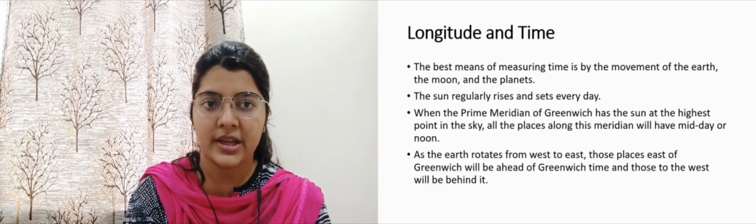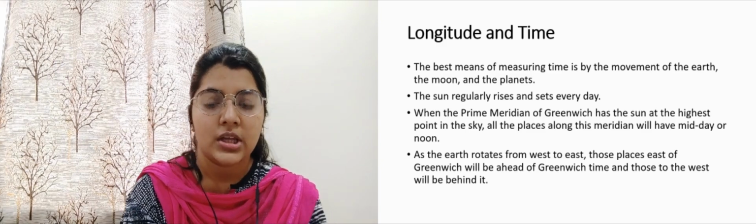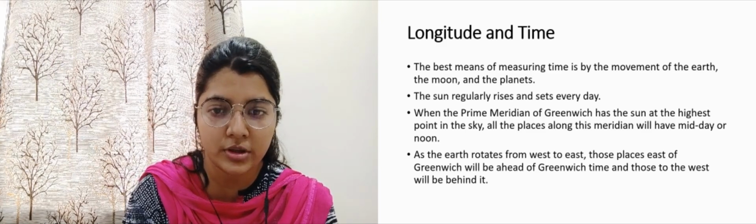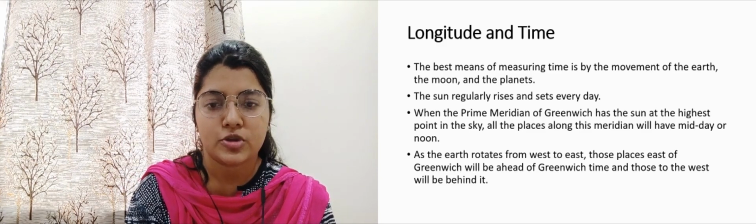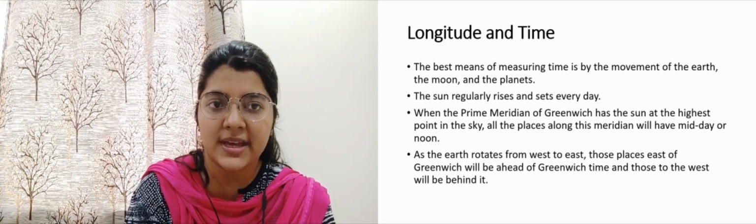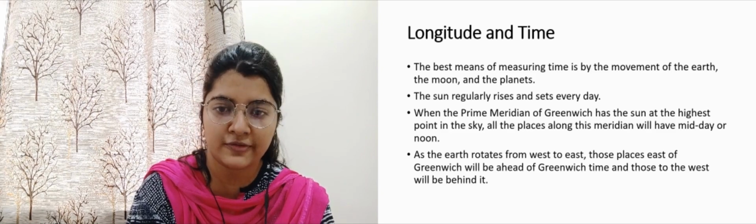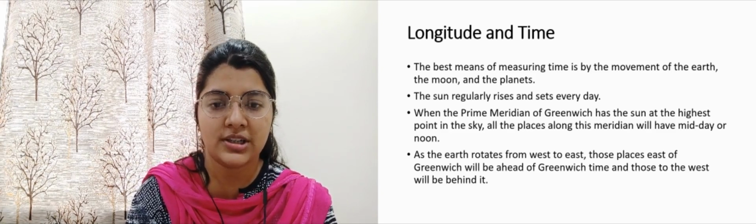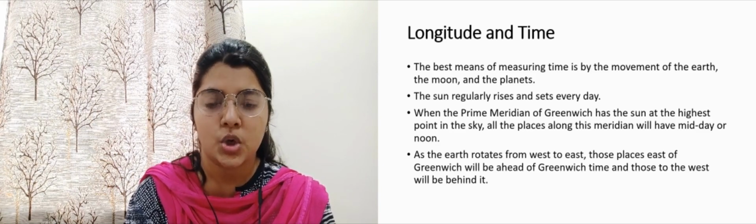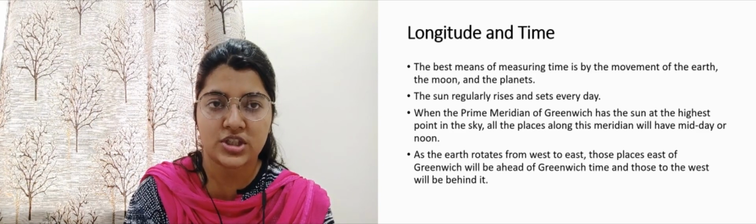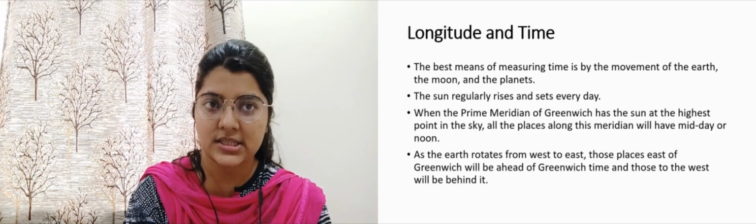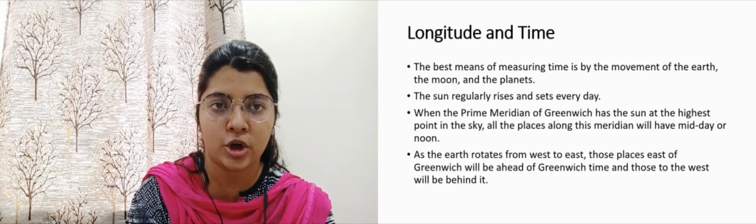So now we will compare longitude and time. The best means of measuring time is by the movement of Earth, Moon and the planets. So how can you measure the time? The best means are the movement of Earth, Moon and the planets. The sun regularly rises and sets every day. When the prime meridian of Greenwich has the sun at its highest point in the sky, all the places along this meridian will have midday or noon.